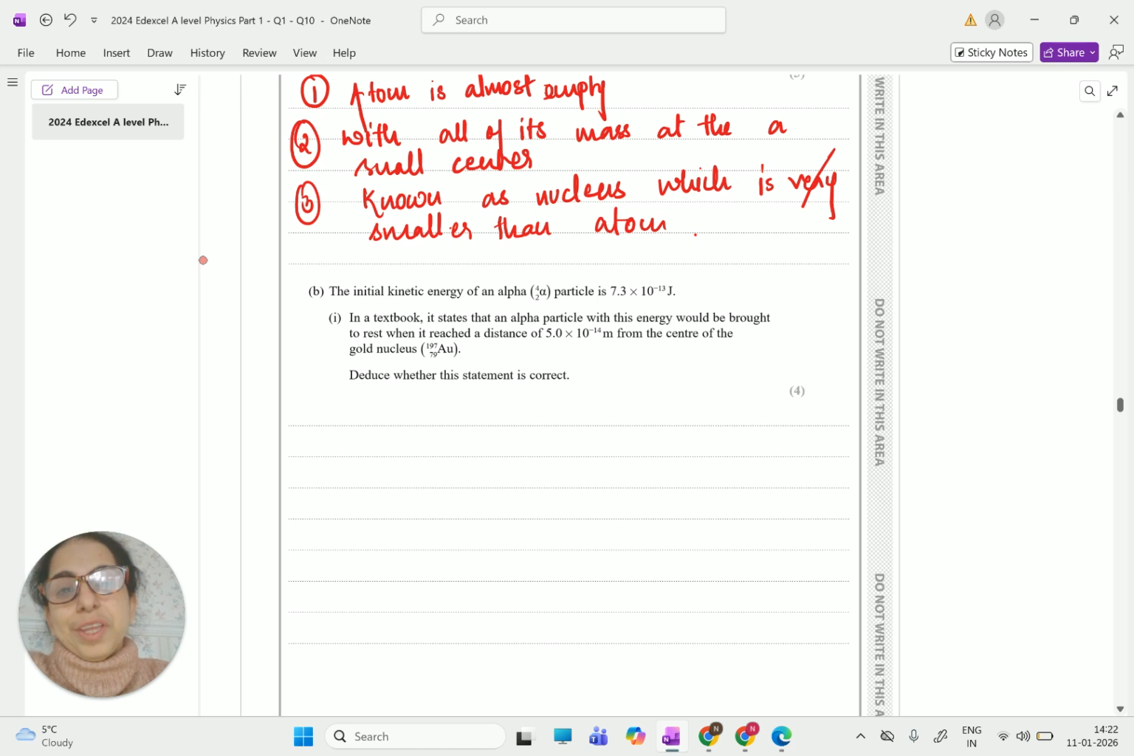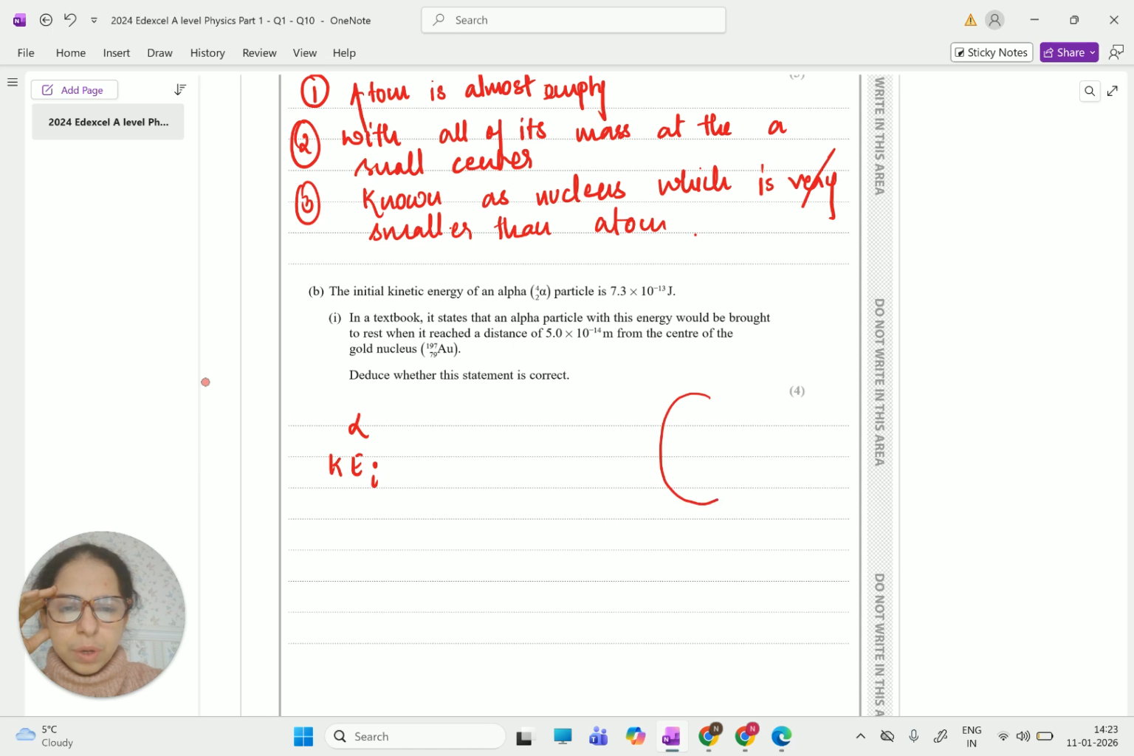Now, what's happening? He figured out what the charge is also, and how did that happen? That's not a part of GCSE. The previous question was a part of GCSE. Now, this one you need to understand as an A-level student. So what's happening here is the initial kinetic energy of an alpha particle is this much. So I have an alpha particle with some initial KE. It is launched. The textbook states that the alpha particle with this energy would be brought to rest when it reaches a distance of this much from the center of the gold nucleus.